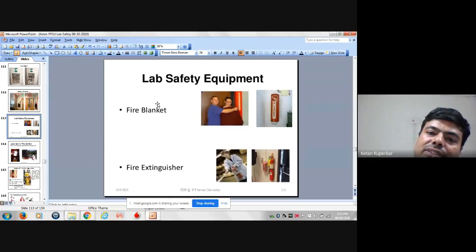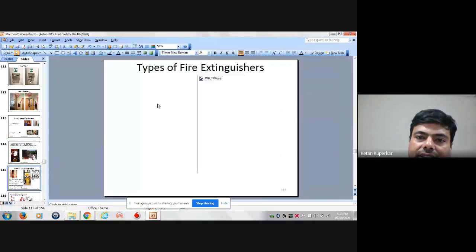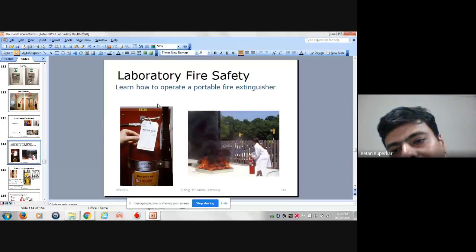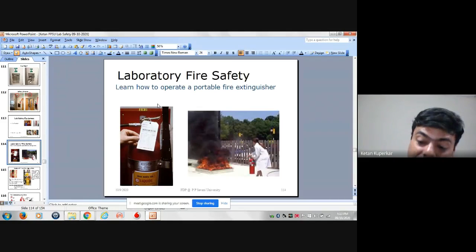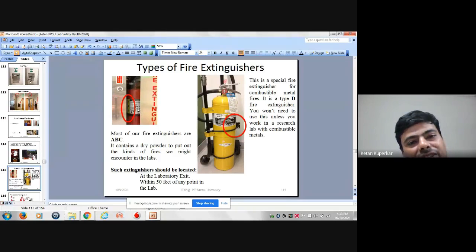Now, for lab safety, the fire blanket must be there, and the fire extinguishers must be there. In addition to this fire safety, I'm very sure that none of us would know how to use the fire extinguisher. If any of the participants know how to use the fire extinguisher, I highly appreciate them. Now, fire extinguishers are of two types: the one which is labeled ABC, and the other which is labeled only D.